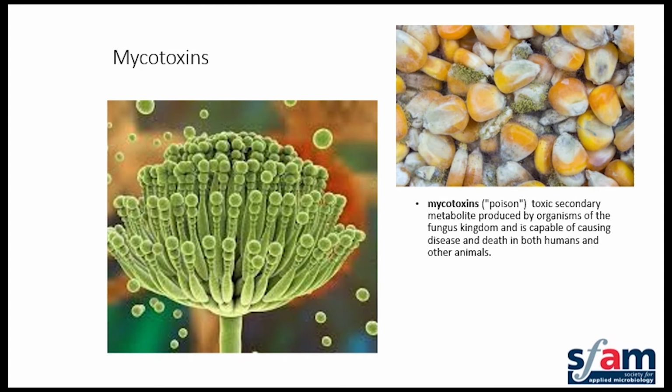And what is mycotoxin? Mycotoxins are secondary metabolites. I call them poison. They are toxic secondary metabolites produced by toxigenic fungi, and they are capable of causing disease and death in both humans and animals. There are different types of mycotoxin. We have aflatoxin, caused by Aspergillus flavus and Aspergillus parasiticus, fumonisin, T2 toxin, and several other mycotoxins.